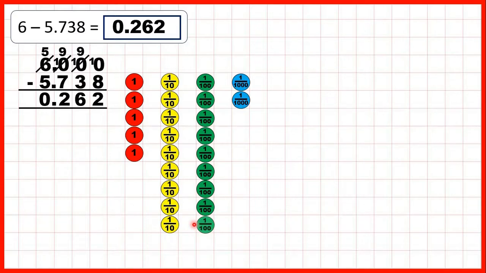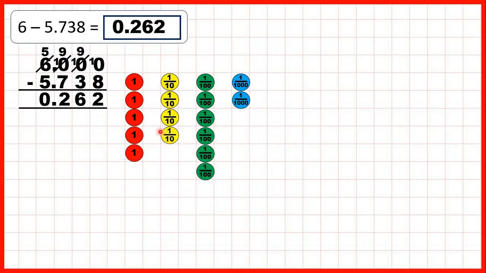We could subtract 3 hundredths. That left us with 6 hundredths. We could subtract 7 tenths. That meant we had 2 tenths in our answer, and then we were subtracting 5 ones. So there were no ones in our answer. That's 0.262.